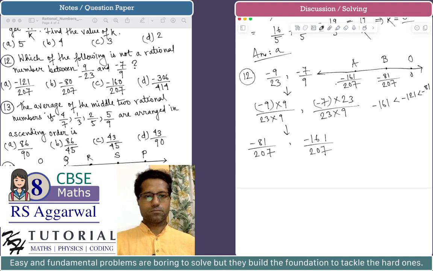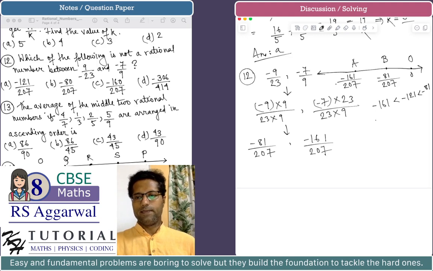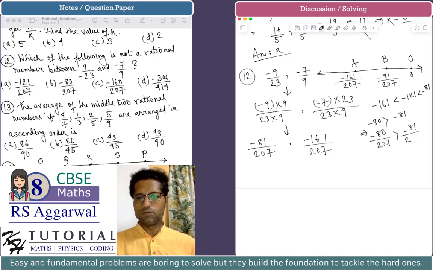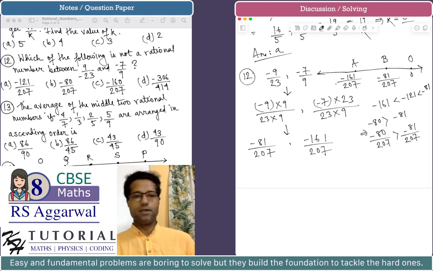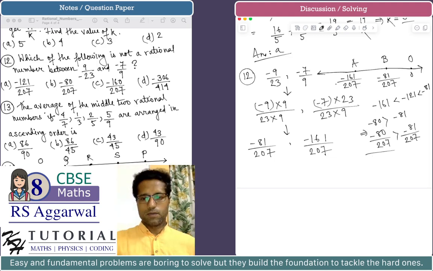So A is lying between the given two rational numbers. What about B? B is minus 80 by 207. Since minus 80 is greater than minus 81, minus 80 by 207 will be greater than minus 81 by 207. So the rational number minus 80 by 207 is to the right hand side of the point B, and we have to find the rational number which is not lying in between A and B. So definitely B is the correct choice, because it lies to the right hand side of the point B. So the correct choice is B.